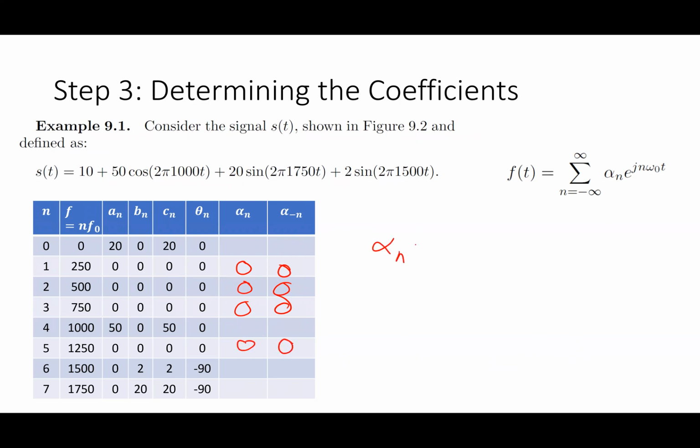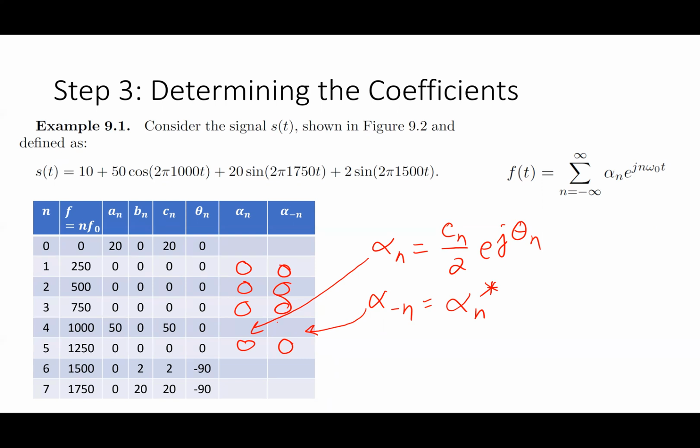How do I calculate alpha n? Well, alpha n was Cn over 2 e to the j theta n. And you probably have to go back to the formula sheet to remember, but alpha minus n, how does that relate to alpha of n? What do we say it was? It's the conjugate, okay? It's the conjugate, right? So it's pretty easy to sort of take those values and plug those in to these spaces here. These guys would go here. These guys would go here, okay?